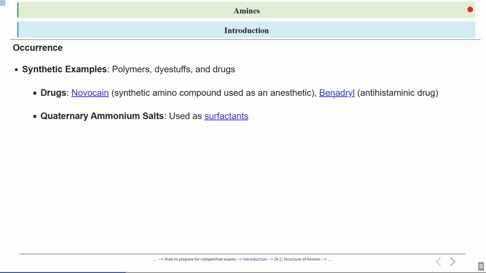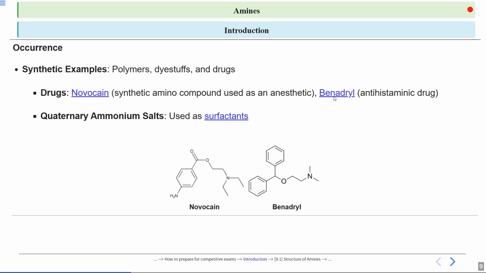Next, another important class is quaternary ammonium salts. They are also amine derivatives. They are commonly used as surfactants, which means they help mix oil and water, found in products like disinfectants and fabric softeners. So if you specifically look at examples, here we have Novocaine and here we have Benadryl, and both of them contain the amine group.